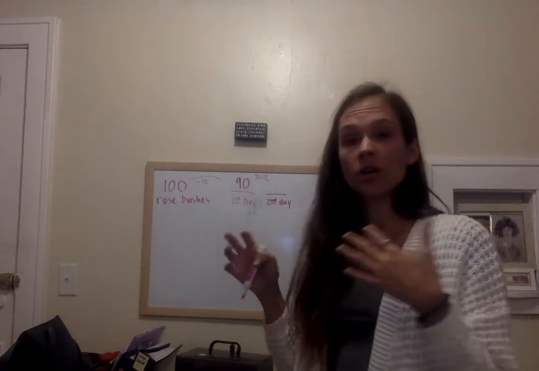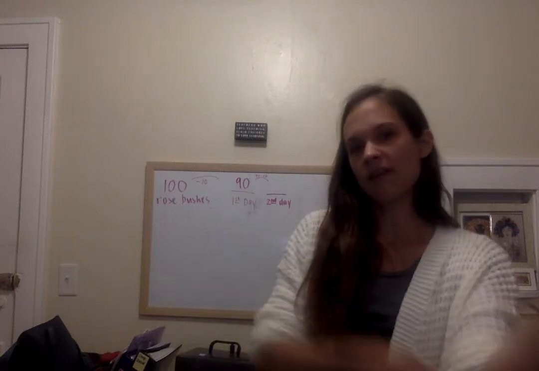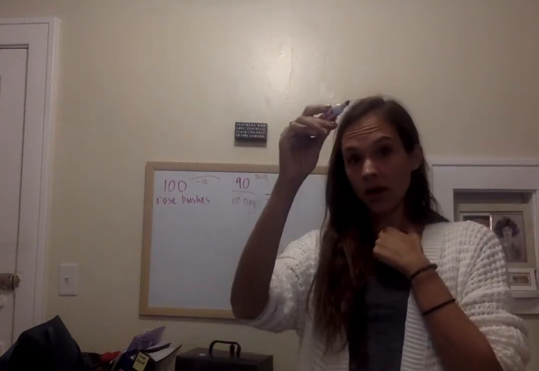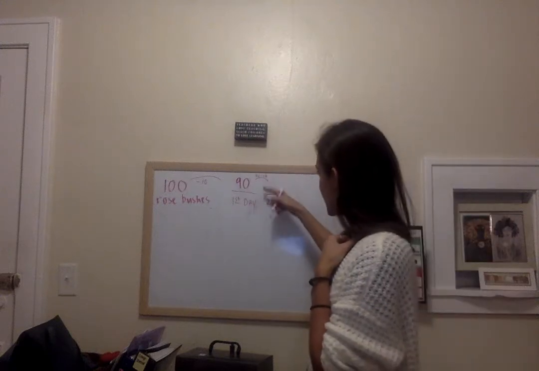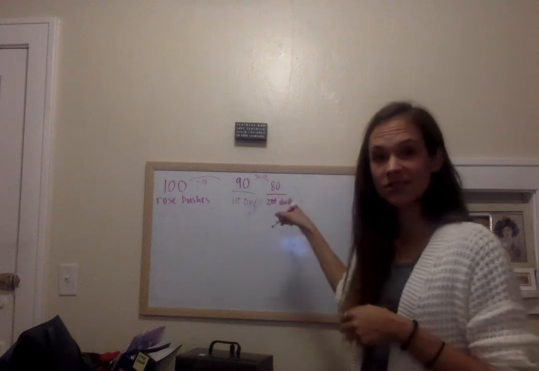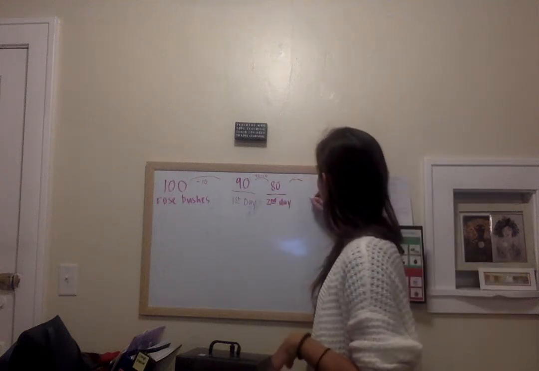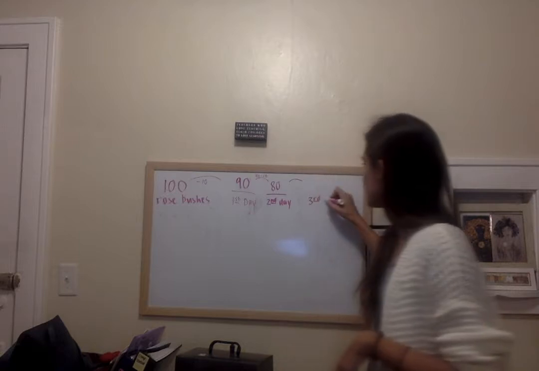Or if you have a 100s chart, it's in your learning kit, if you're in that column, you could just go down by 10 more. So 90 minus 10 would be 80. Does she still have more roses to sell? She sure does. So now we're going to have to figure out how many she has on the third day.